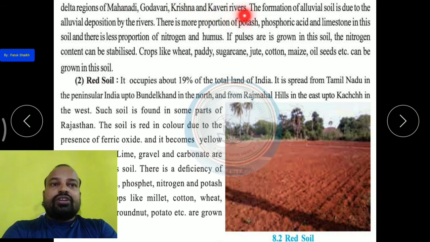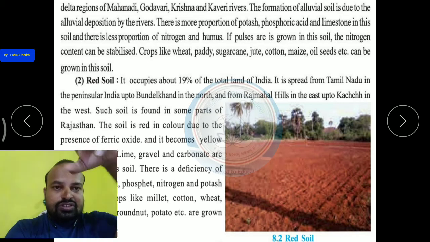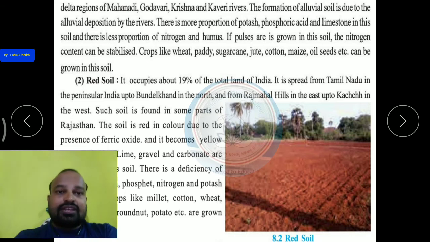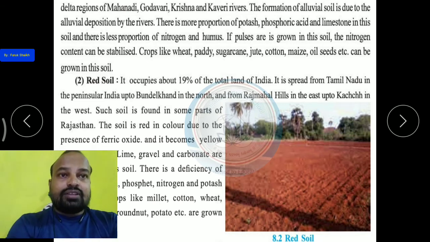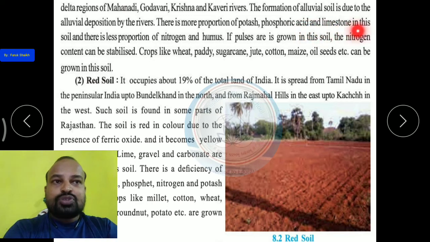Godavari, Krishna, Kaveri rivers. The formation of alluvial soil is due to the alluvial depositions by the river. That alluvial deposit is a type of soil. The rivers deposit this soil on their banks, and that is why on the banks of the Mahanadi, Godavari, Krishna, and Kaveri, alluvial soil has formed due to the alluvial depositions by the rivers. There is a higher proportion of potash, phosphoric acid, and limestone in this soil.